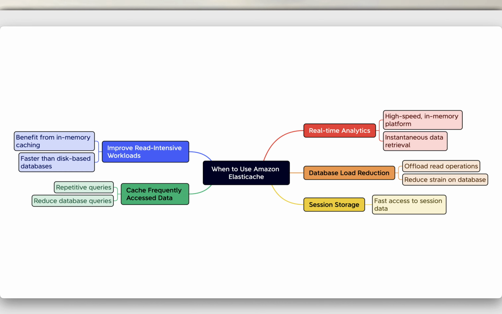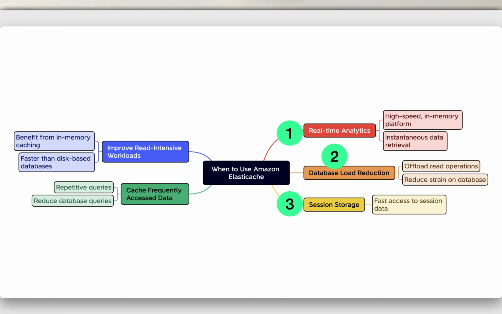When to use Amazon Elasticache? 1. Real-time analytics. Amazon Elasticache's high-speed, in-memory platform is ideal for real-time analytics and dashboards that require instantaneous data retrieval. 2. Database load reduction. For applications experiencing high database loads, using Amazon Elasticache can offload a significant portion of read operations, reducing strain on the primary database.